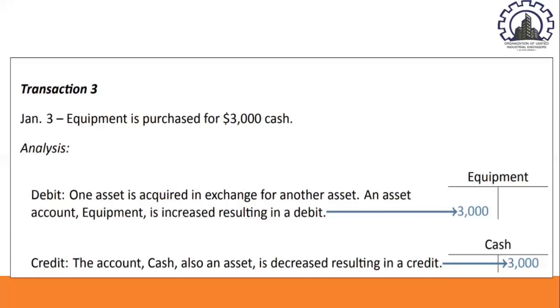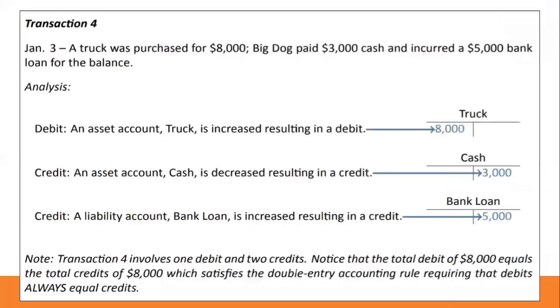And for the fourth transaction, which happened on the same date, the 3rd of January, a truck was purchased for $8,000. Big Dog paid $3,000 cash and incurred a $5,000 bank loan for the balance. Now, if we try to analyze this transaction, how many accounts do you think are involved? Well, we have 3 accounts.